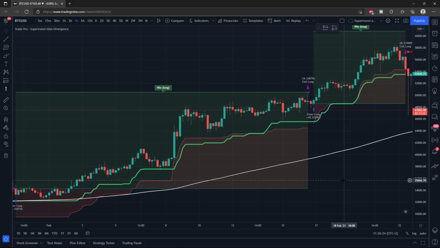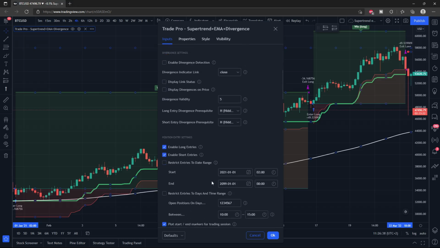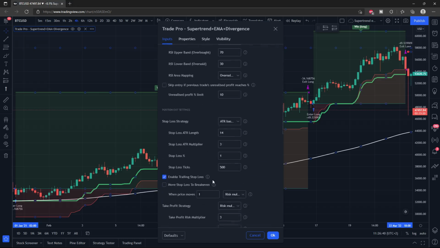All you need is a basic super trend indicator with default settings of 10 and 3, as you can see right here. You will also need a 200 period exponential moving average as the trend direction filter. And you will need a trailing stop loss of 3 times the ATR. So I've enabled a trailing stop loss that's ATR based, and it's set to 3 times the ATR. So the stop loss is going to be placed 3 times the ATR, and it's going to trail at 3 times the ATR. The profit target is 3 times the initial risk.